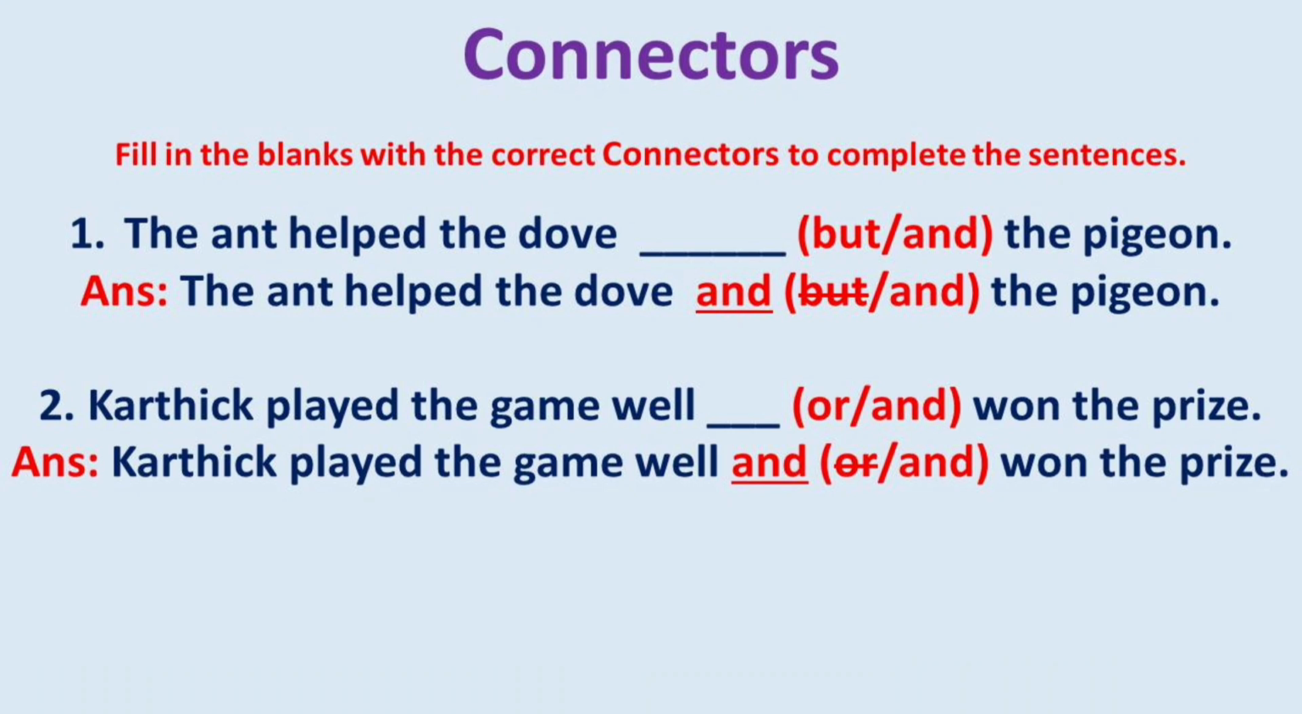Next, 2. Karthik played the game well dash, or and, won the prize. Here, Karthik played the game well and Karthik won the prize. And is used to connect two ideas that are equally important. So, the answer is Karthik played the game well and won the prize.